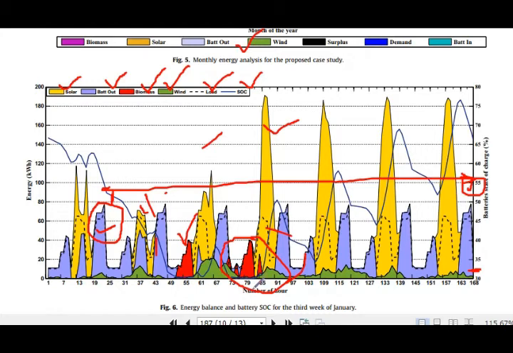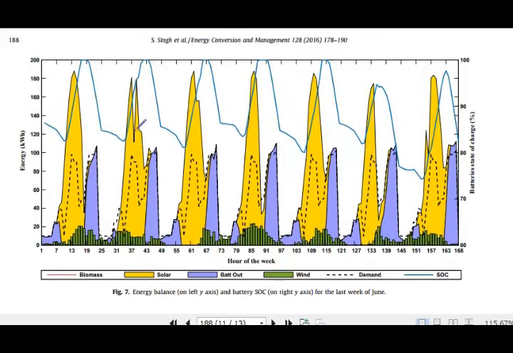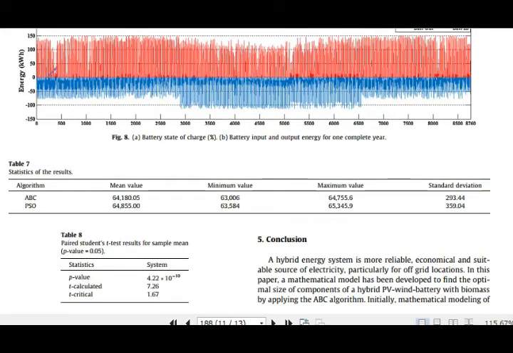There may be other cases when the load is not being met by the wind and the PV, and even the battery is not able to meet the load demand, so the biomass will be there to meet the load demand. There are all the other plots of wind, battery out, weekly SOC, and different plots and combinations can be plotted to analyze the system. That's the energy in and out of the batteries throughout the complete year.